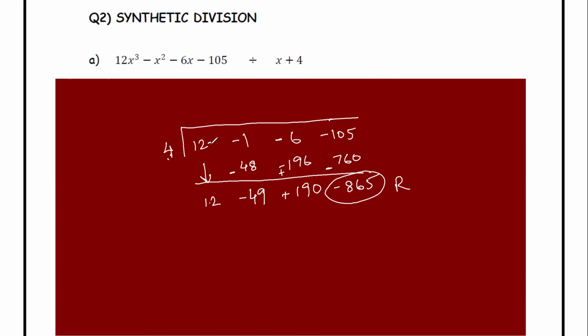12x cubed. Remember it was 12x cubed. So this one will become 12x squared. This one will become negative 49x. And this will remain as it is. So this is my quotient and that is my remainder. You can try it out on your own, solving it using the long division method. Okay.